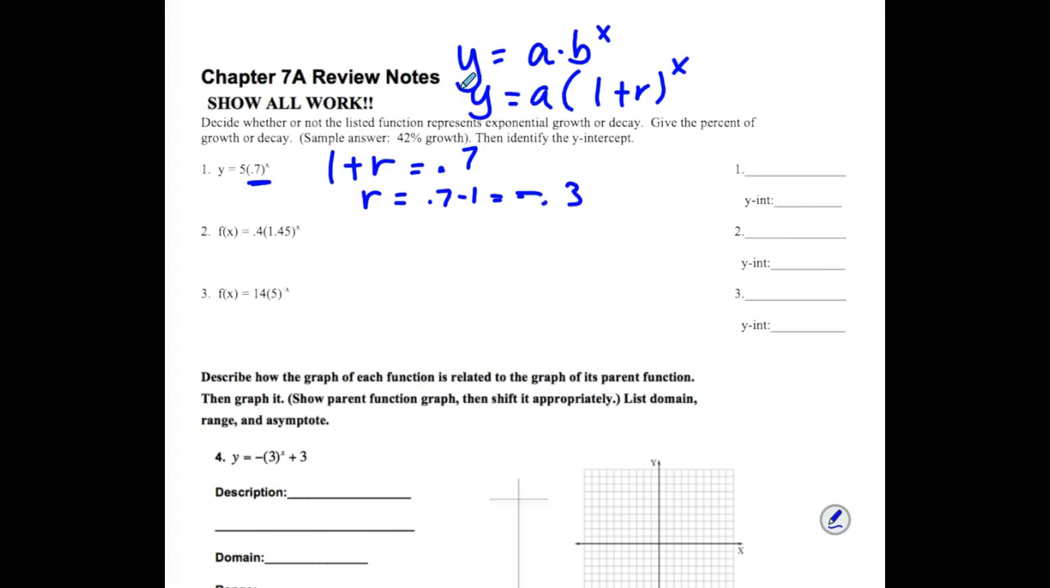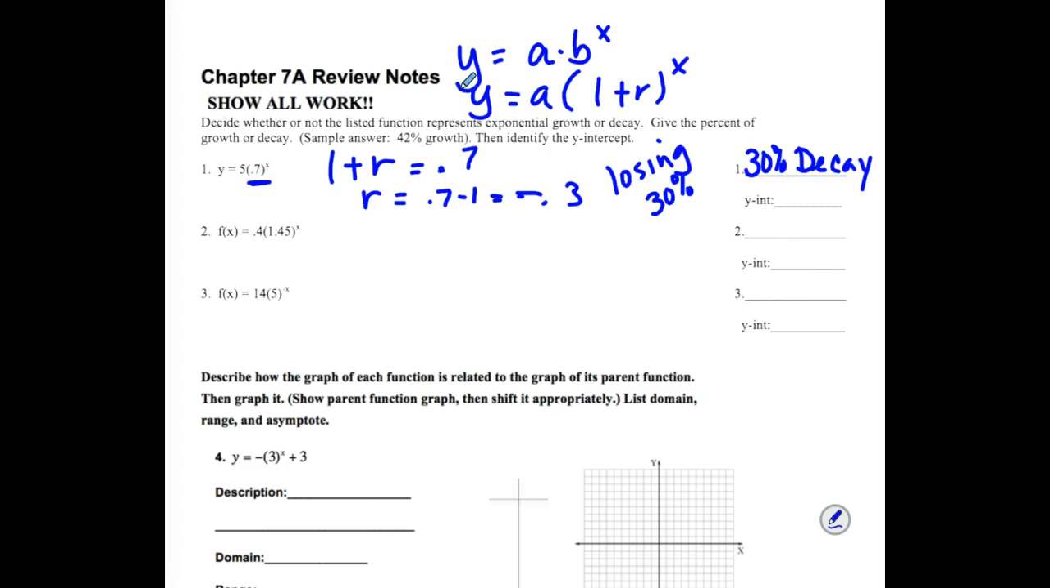All right, so this is a decay situation. We are losing 30%. Okay, so I'm not going to say negative 30%. I'm going to say we have a 30% decay. All right, that indicates that it's going down by that.